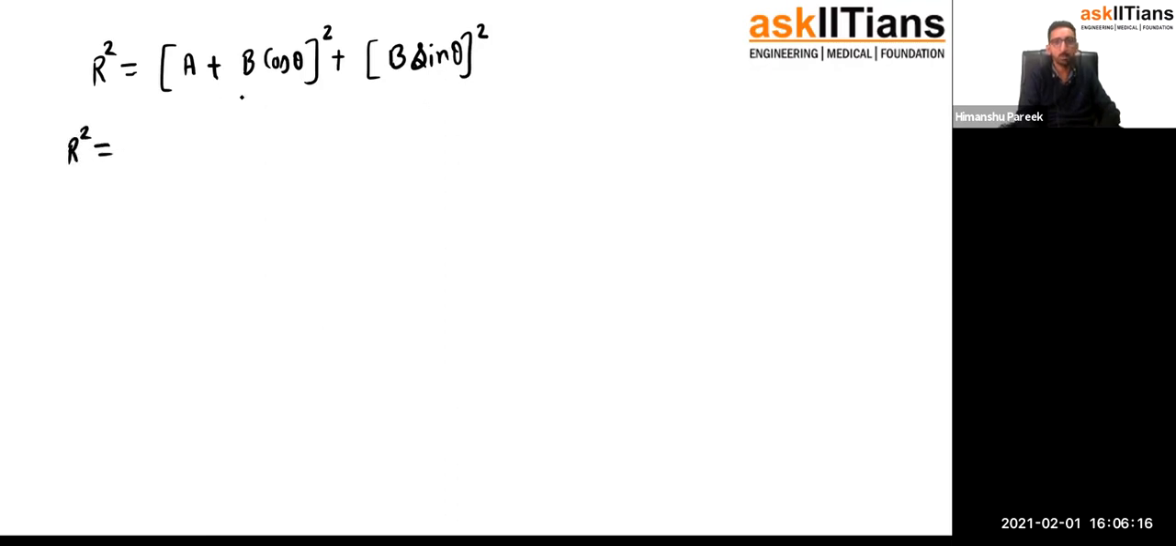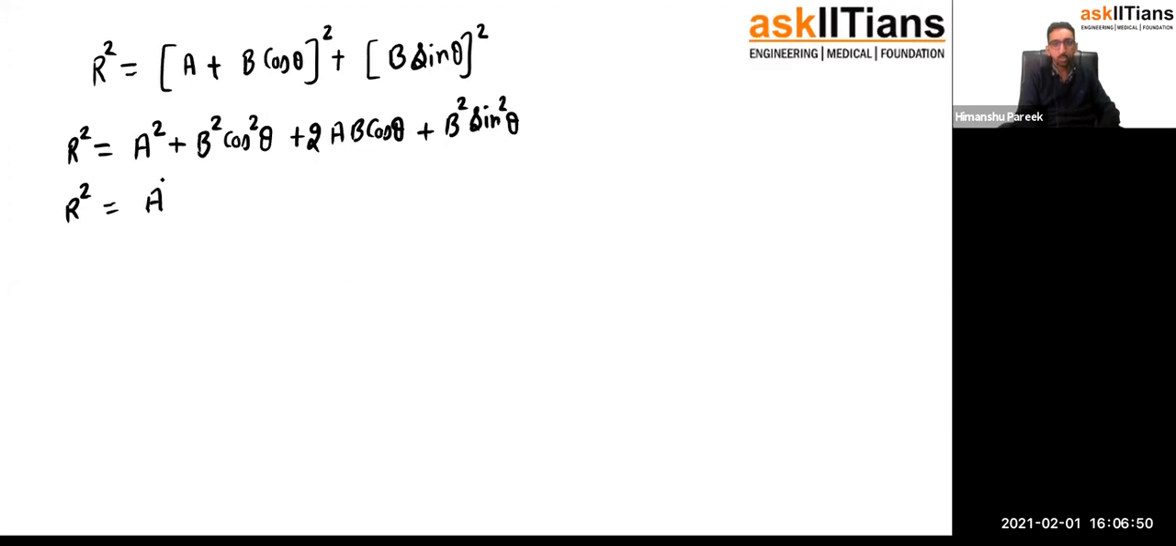Now we just have to open it. How do we open A plus B whole square? A square plus B square plus 2AB. So see here, A square plus second term square, which is B square cos square theta, plus 2 times multiplication of these two terms, so 2AB cos theta. Next is B sin theta whole square. So that I'm keeping as it is, B square sin square theta.